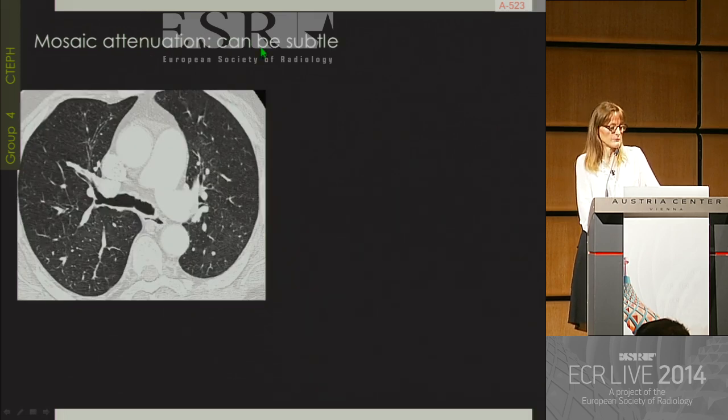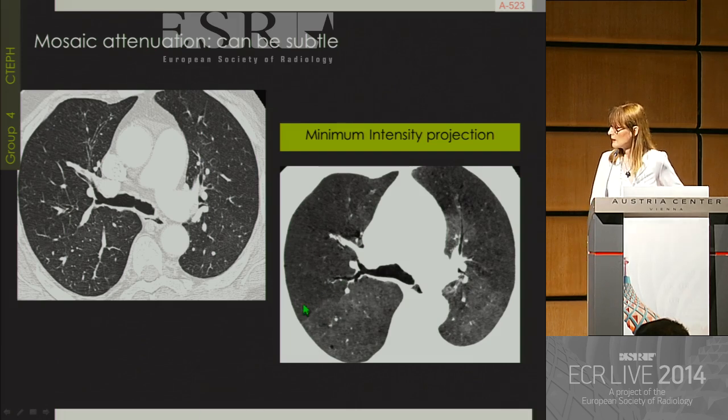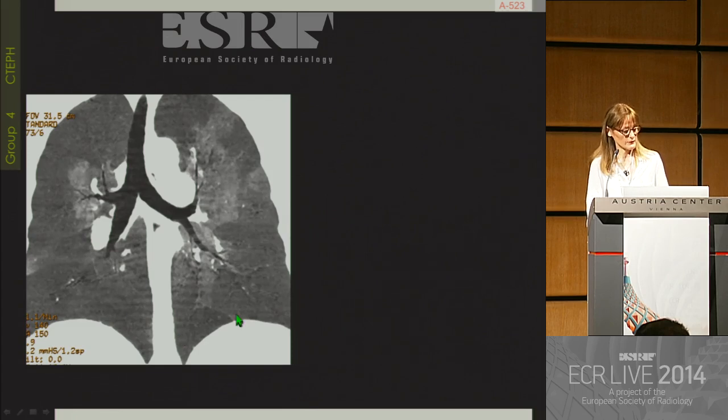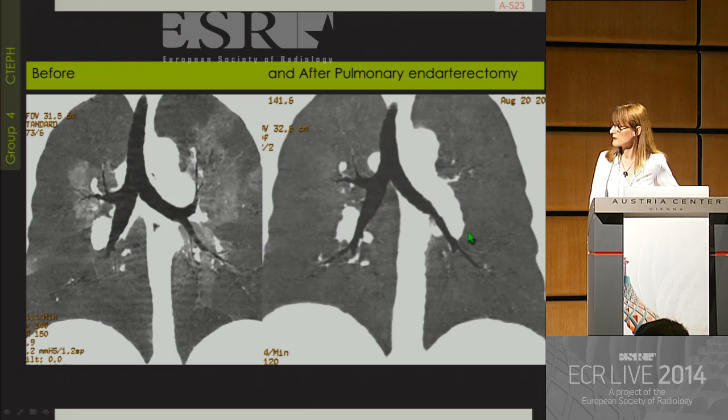Mosaic attenuation can be quite subtle. If you look at this image, maybe you won't notice anything. It's important to use minimum intensity reformation, but you will have to do that on the soft kernel reconstruction. And here you can see that there is a very marked mosaic attenuation in this patient. And this is the case of another patient before and after pulmonary endarterectomy.